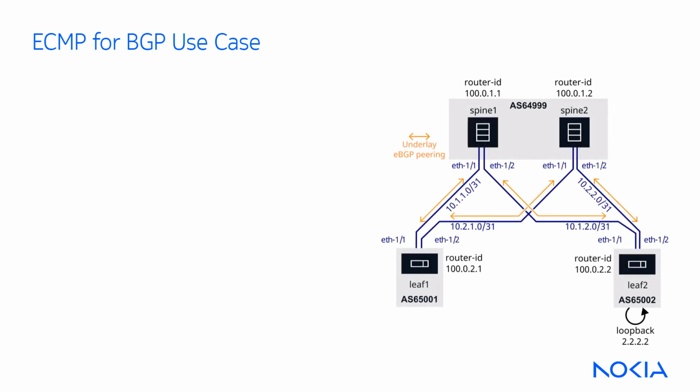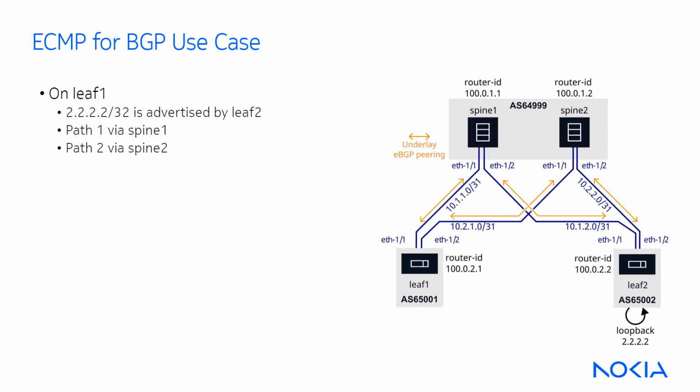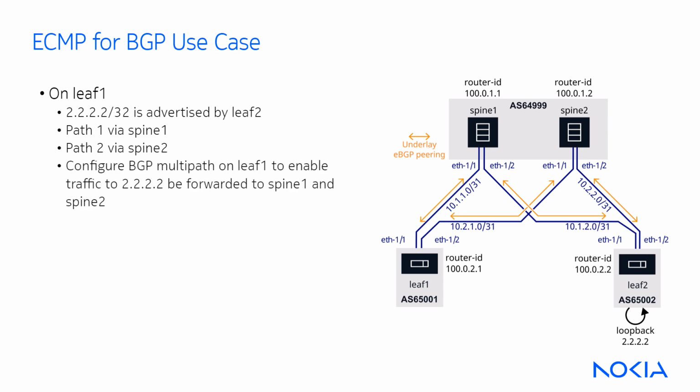Now let's look at an ECMP for BGP use case. A prefix is advertised by leaf 2. The route is propagated to leaf 1 through spine 1 and spine 2. Configure BGP multipath on leaf 1 to load balance traffic across spine 1 and spine 2.